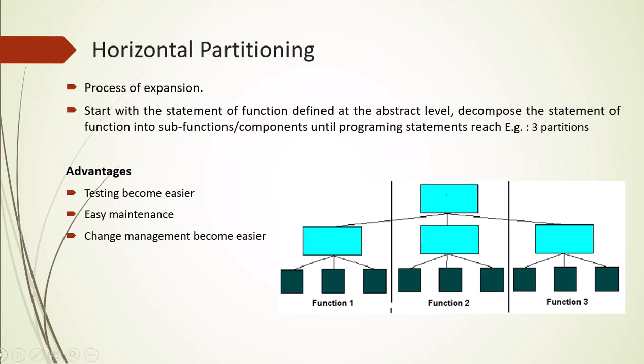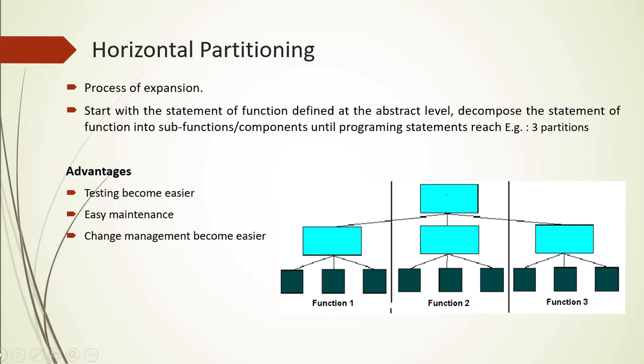For example, in this figure we have three partitions. The system is decomposed into three partitions, or in simple words we can say three modules. So this is the horizontal partitioning. Further, function 1 is decomposed into three further partitions. Functions 2 and 3 are also decomposed into three, or we can say expanded further into more partitions.